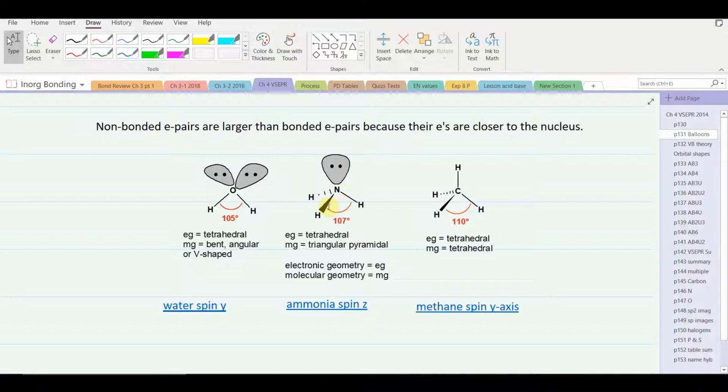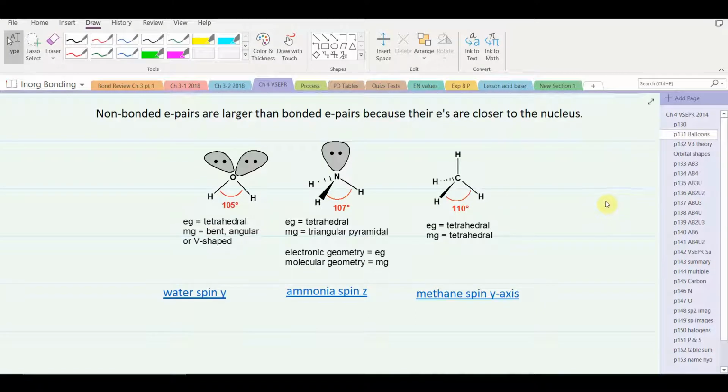In the case of ammonia, with 1 non-bonded pair of electrons, the bond angles are compressed from the normal 110 degrees down to about 107 degrees. In the case of a water molecule with 2 non-bonded pairs of electrons, it compresses the bond angle down to about 105. Regardless of that, the electronic geometry of all 3 of these structures is still classified as tetrahedral. So that's VSEPR, valence shell electron pair repulsion theory.